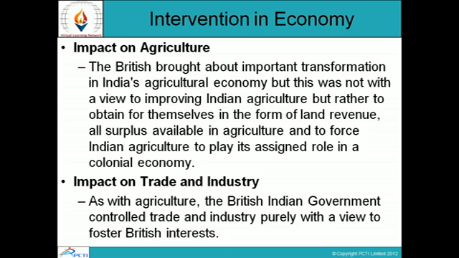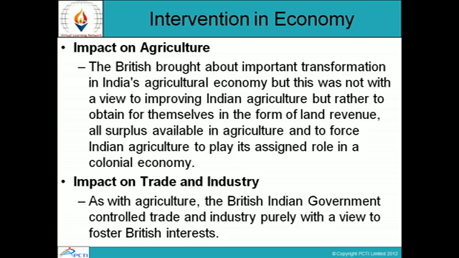Now, intervention in economy. They also intervened in the economy, in trade, in industry, in the agricultural sector, in their own way. It had a major impact on agriculture. The British brought about important transformation in India's agricultural economy, but not with a view to improving Indian agriculture, but rather to obtain for themselves, for their own profit in the form of land revenue, all surplus available in agriculture, and to force Indian agriculture to play its assigned role in a colonial economy.